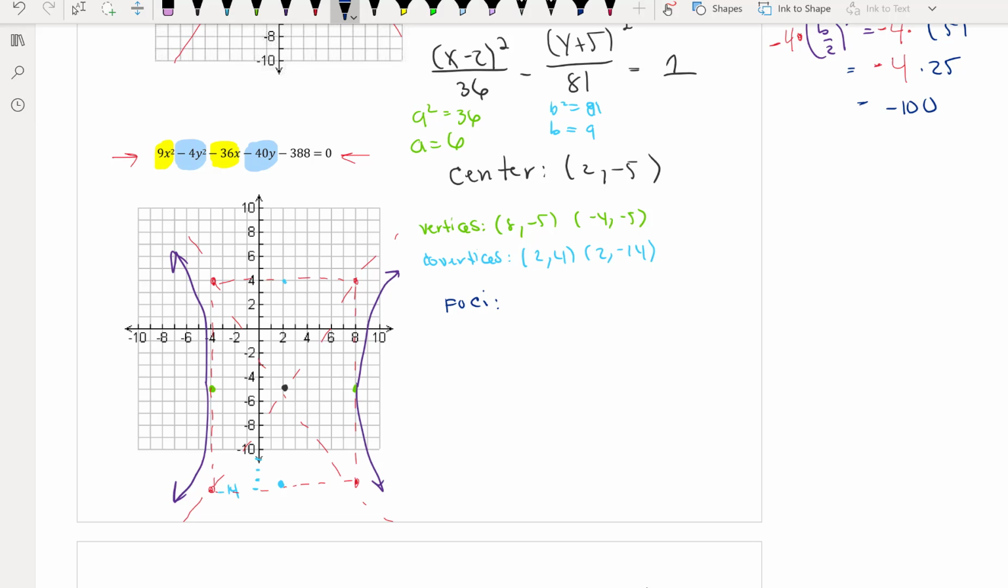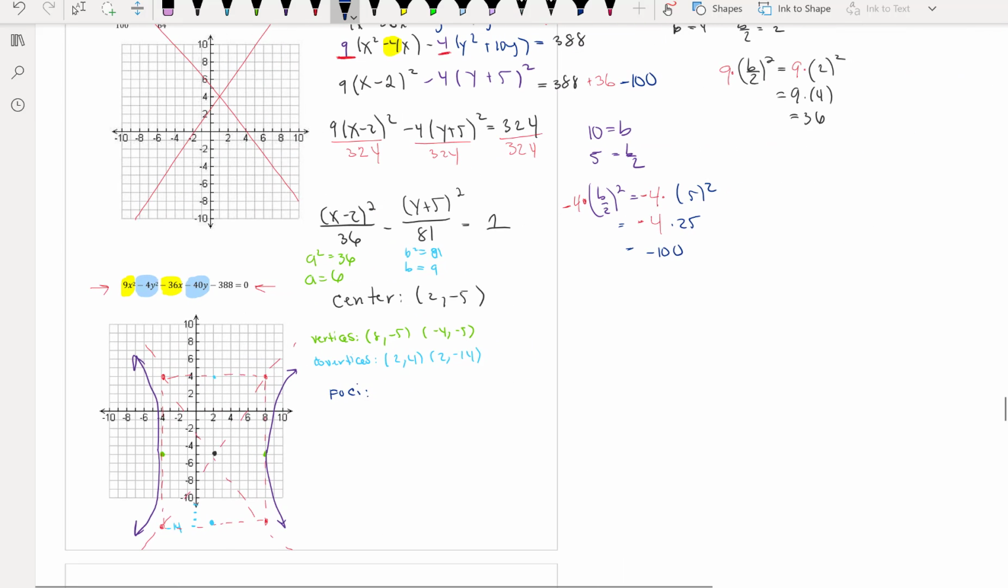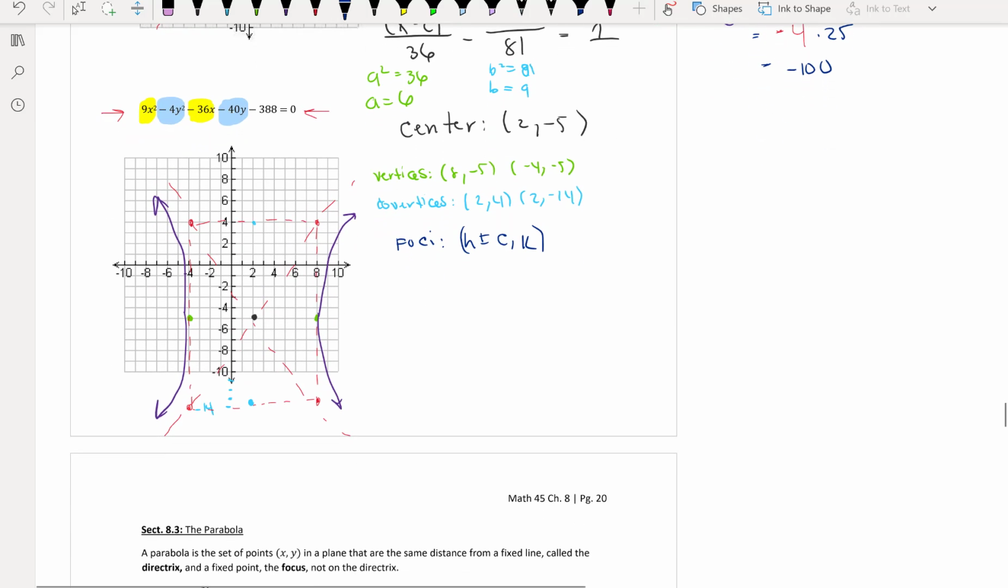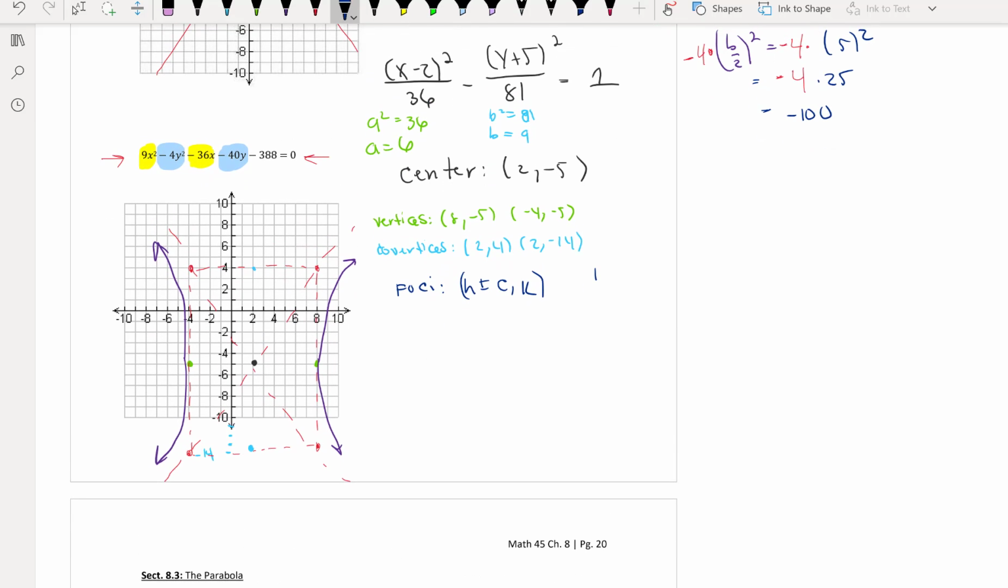So don't forget that your foci is, and we have that formula somewhere. Where did I have that? Just give me a second. The foci was h plus or minus c, comma, k. So I know that my h value is equal to 2. I know that my k value is equal to a negative 5.